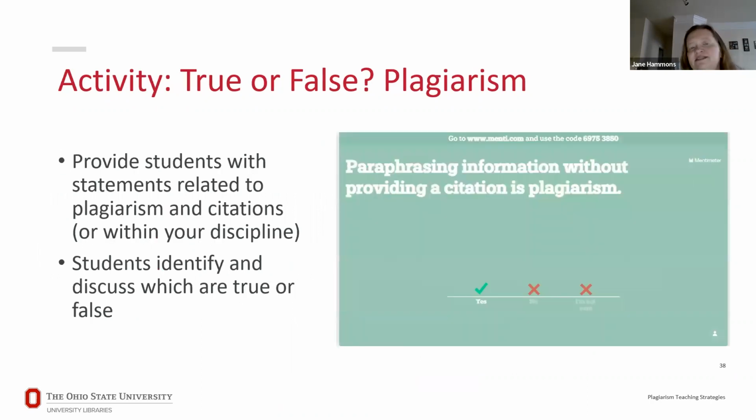Really quick, simple activity. If you're not sure about what your students do or do not understand about plagiarism, I love true false activities. I will just give students, here's 10 statements around plagiarism, here's 15 statements around plagiarism. You could do this in a discussion board, or with a Mentimeter poll or Top Hat poll. And, paraphrasing information is plagiarism, yes or no. And that just gives you an understanding of the general level of knowledge that your students have.